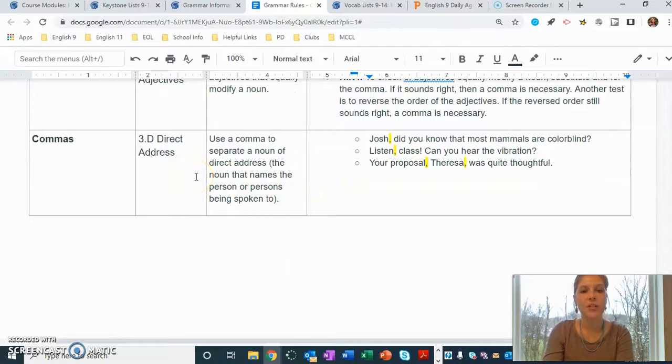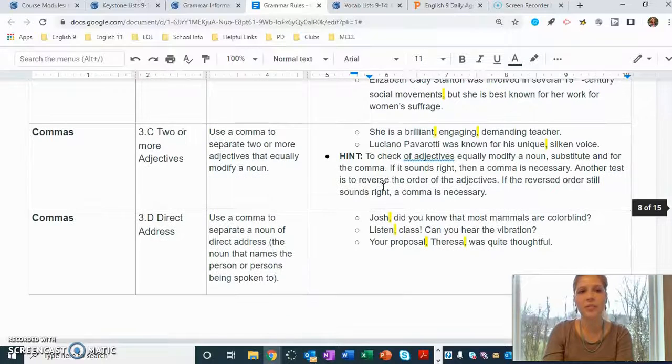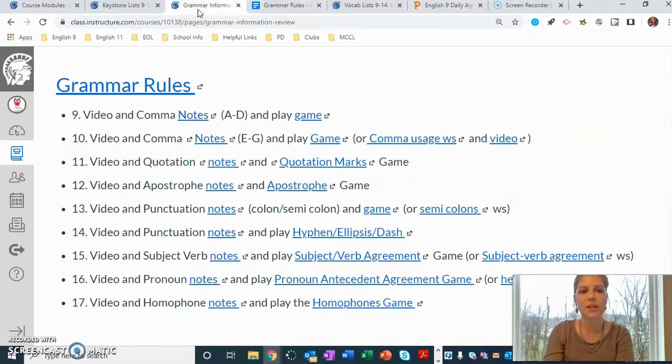Alright. Then, direct address, last one for today. Use a comma to separate a noun of direct address from the rest of the sentence. So if you are trying to get someone's attention, use a comma after it. For example, Josh, comma, did you know most mammals are colorblind? Or listen, or your proposal. Alright. So that is it for today.